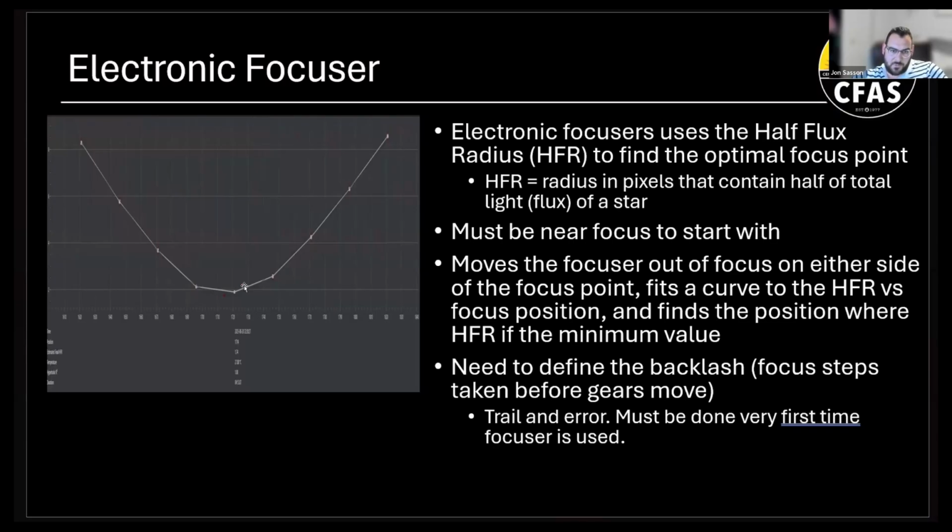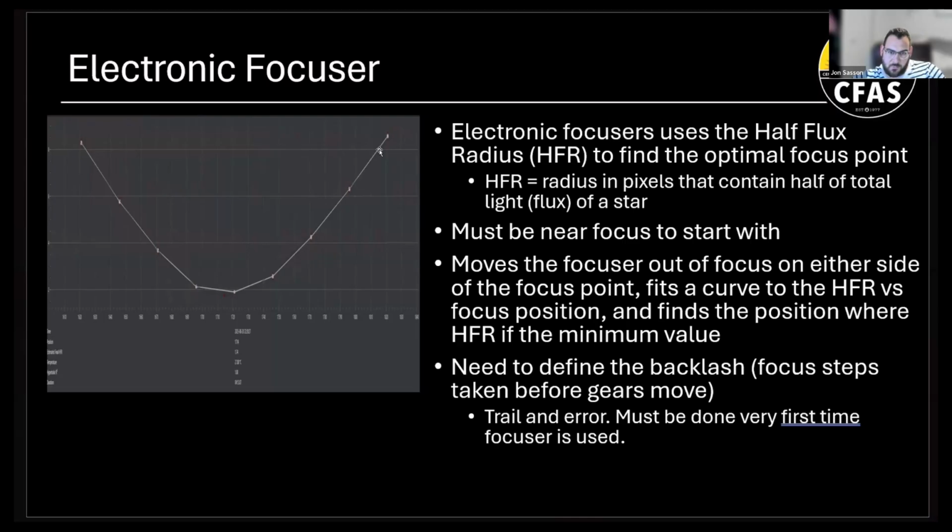So the two things you have to do for the electronic focuser to work are: you have to be near focus when you start, and then you have to figure out how many steps you want it to move. You only do this once, and from then on it'll do it automatically. So if I start right near here, it'll automatically defocus all the way here, and then it'll start taking pictures and gathering data.